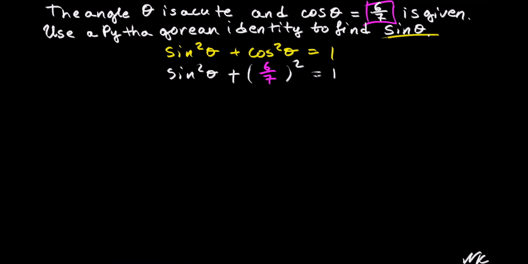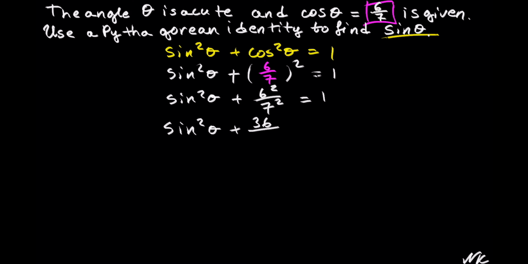So we get sine squared theta plus 6 to the second out of 7 to the second equals 1. So this is equal to sine squared theta plus 6 times 6, 36. And 7 squared is 7 times 7, which is 49, equals 1. Now we can solve for sine squared theta.